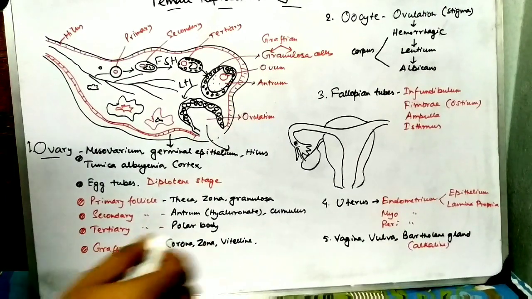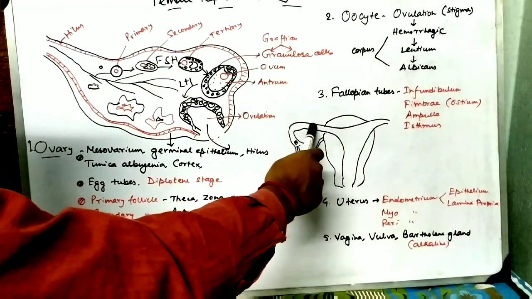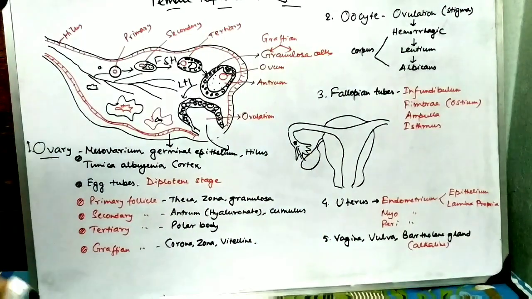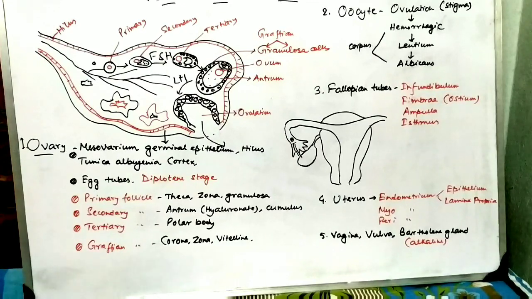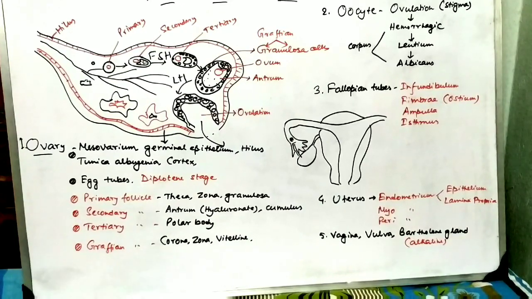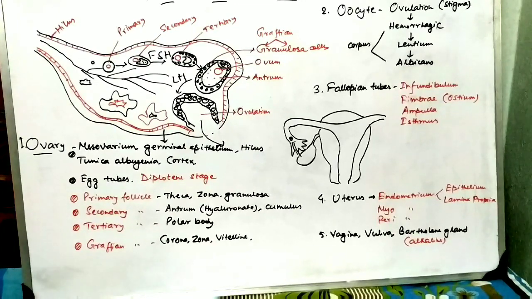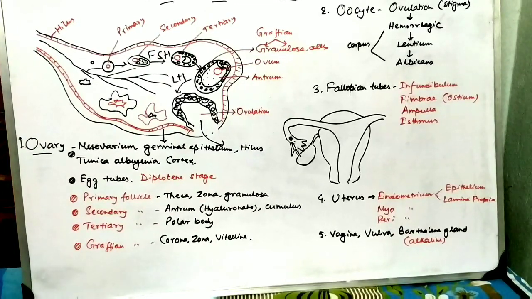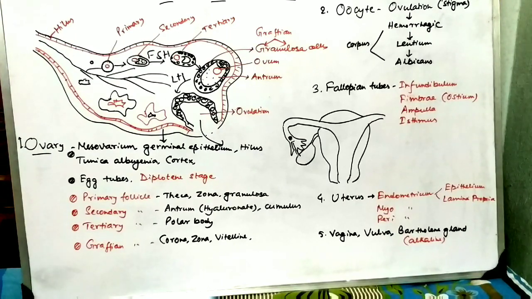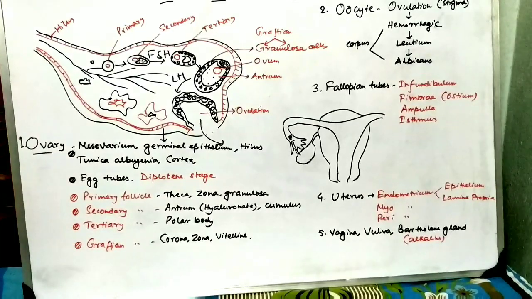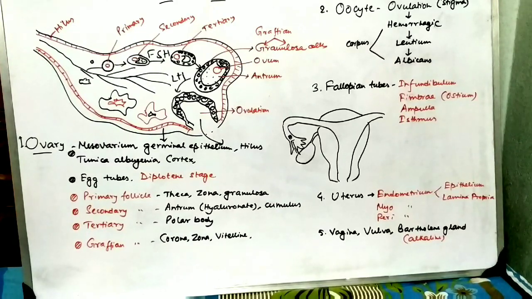Next, this is the isthmus. So this portion is the isthmus. Isthmus means the connective region, where both fallopian tubes come and join with each other. Alternately, at each menstrual cycle, ovulation occurs from one of the ovaries. In one menstrual cycle, one ovary ovulates, and in the next menstrual cycle, ovulation occurs from the other ovary. So the ovary is a paired structure. Two ovaries are present in the female body. So these are the fallopian tubes.